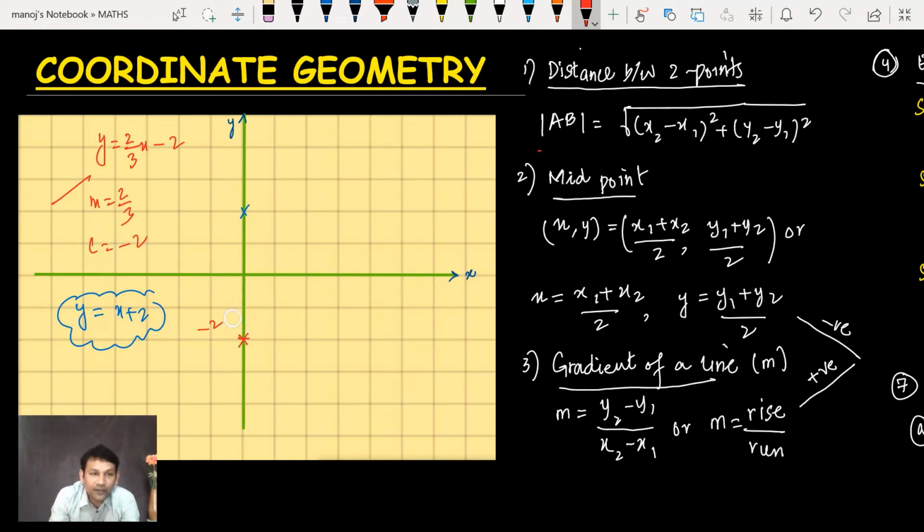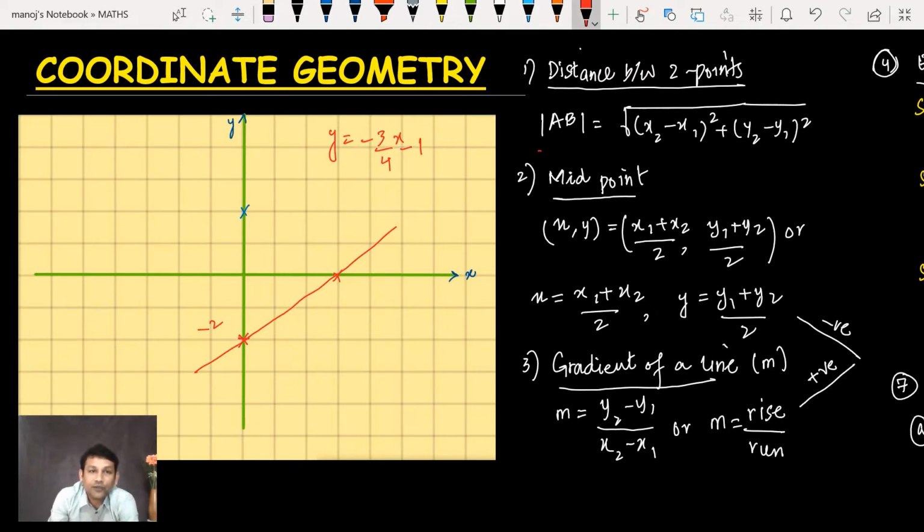From this point, I have to rise 2 and run 3. Rise 2 is 1, 2, run 3 is 1, 2, 3. This is the point, and by drawing a straight line through it we get the line from the equation. We should know that's how we can draw a straight line from the given equation. Suppose we have y equals minus 3 upon 4x minus 1. How can we draw this line?